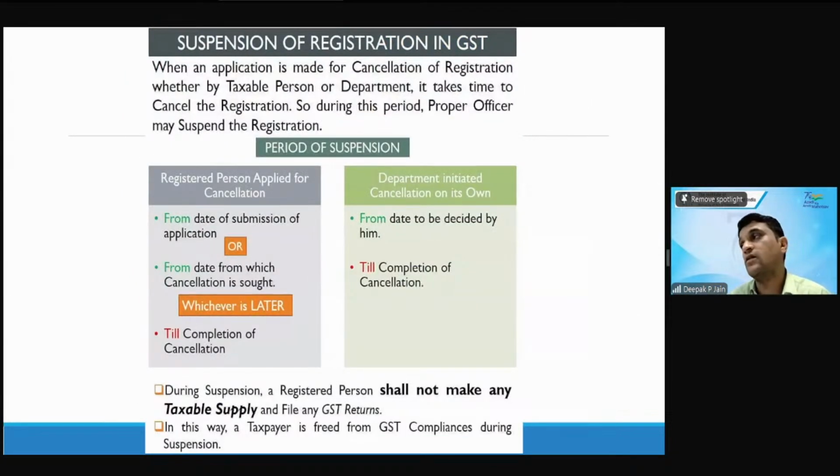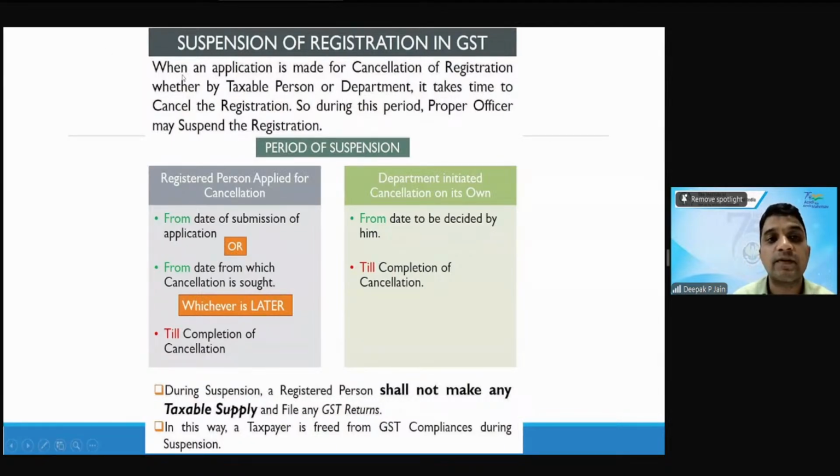Now, before cancellation, he cannot directly go for cancellation. Officer will have to suspend it, because to take the decision of cancellation, he has to check whether there is any past liability and other things. That's why what they will do is they will suspend the registration, and during the suspension, they will check a lot of things, and if they are satisfied, then they will cancel it.